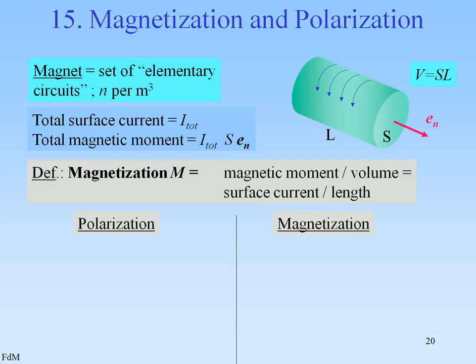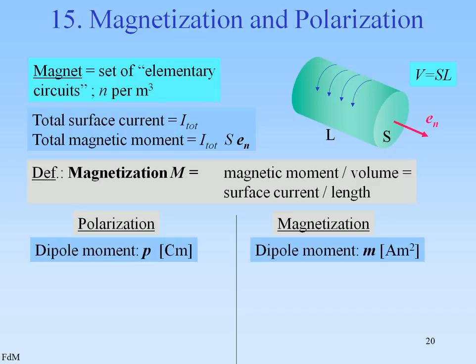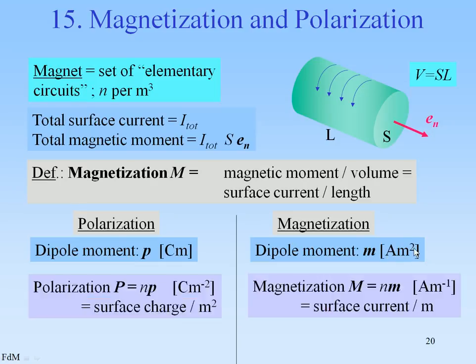When we compare polarization and magnetization, we have, in the polarization case, the dipole moment in coulomb times meters, charge times distance of the charges, and here the dipole moment in amperes times square meters, the surface. The polarization is given by P is n times p, in which n is the number of charged particles per cubic meter. And so the polarization is coulomb per square meter, or the surface charge per square meter.